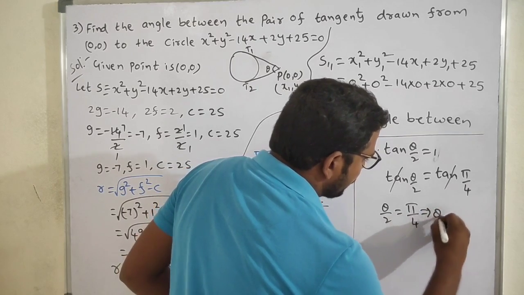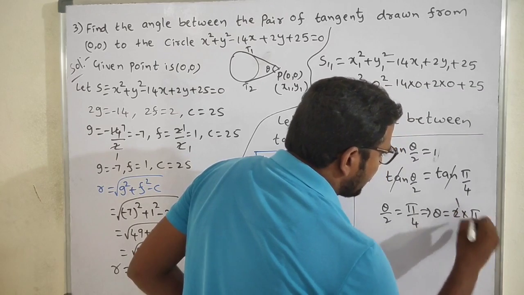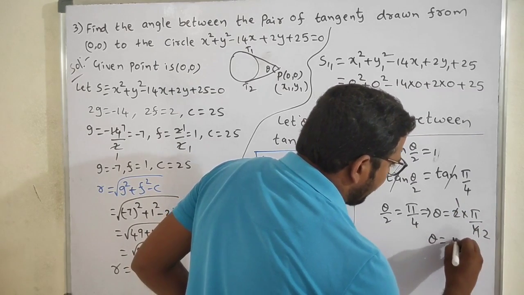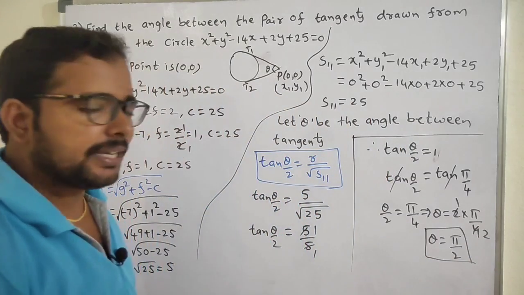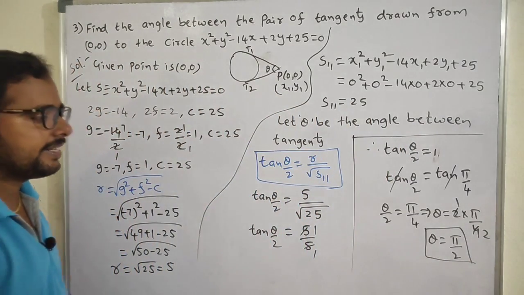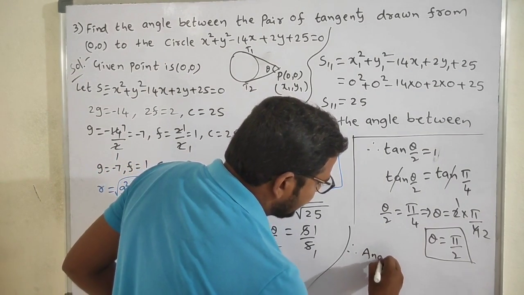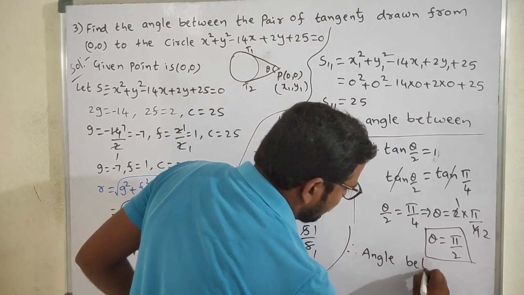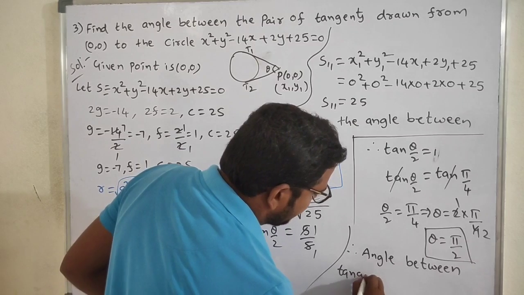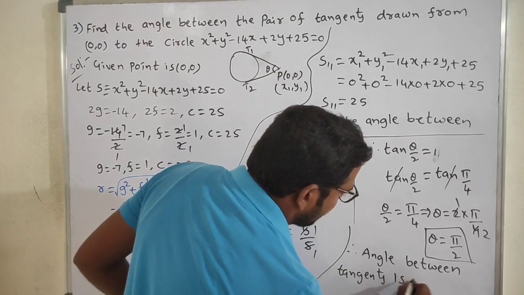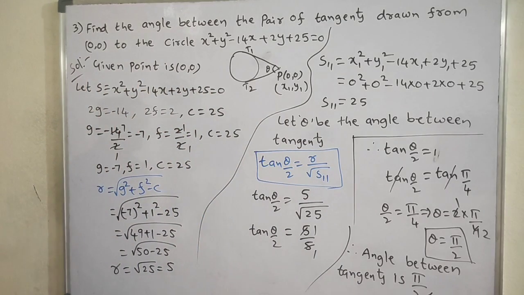This implies theta is equals to 2 into pi by 4. 2 ones are 2, 2 twos are 4. Therefore theta is equals to pi by 2. Pi by 2 అంటే 90 degrees. Therefore angle between two tangents is 90 degrees. Angle between tangents is pi by 2.